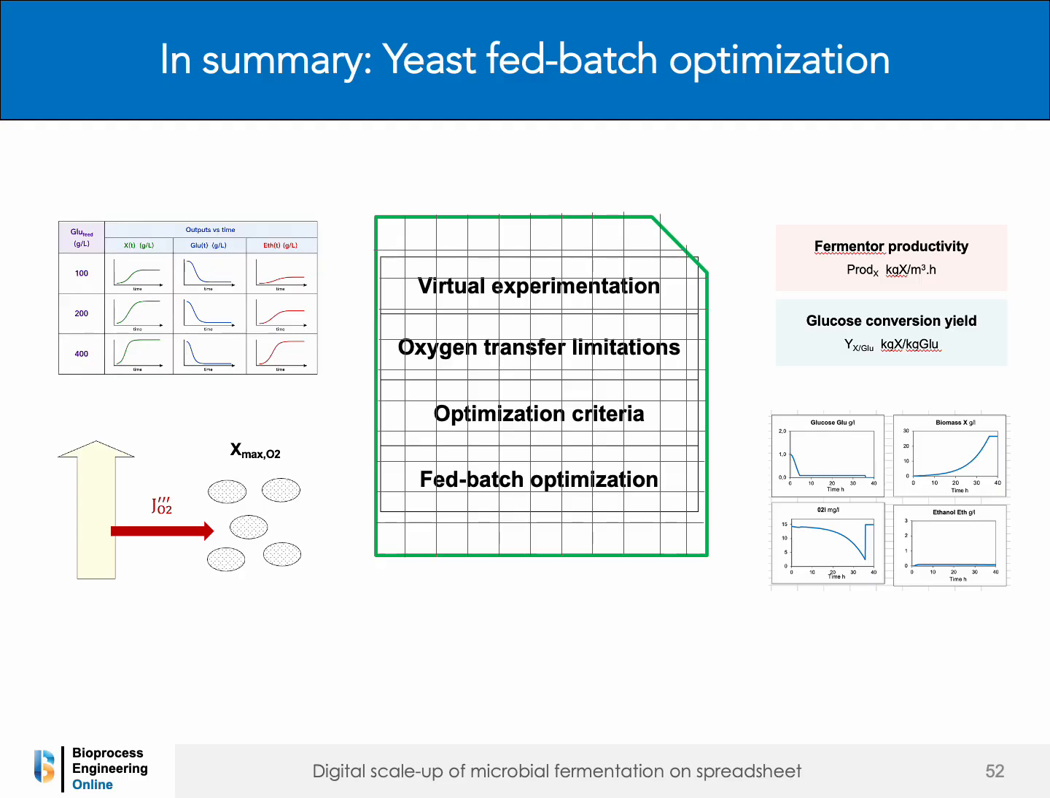In summary, in this tutorial, you learned how to use a spreadsheet model to optimize a yeast fed batch fermentation process digitally. Step by step, you performed virtual experiments using data tables to evaluate the influence of operating variables on the dynamics of the fed batch fermentation. You determined the maximum yeast concentration permitted by oxygen transfer within the industrial fermenter. You also evaluated two key performance criteria: fermenter productivity and the glucose-to-biomass conversion yield. Finally, you optimized the operating conditions of the fed batch fermentation to achieve both high fermenter productivity and high glucose conversion efficiency.